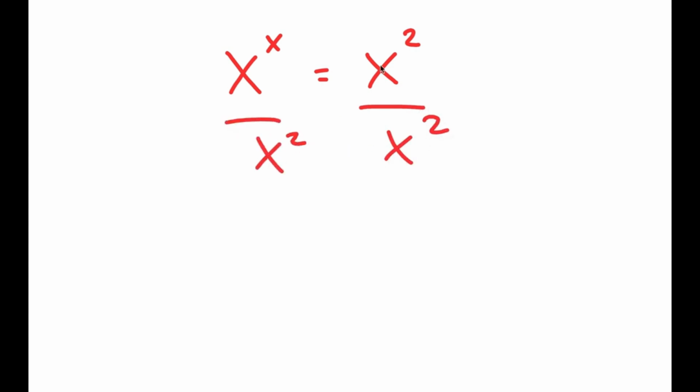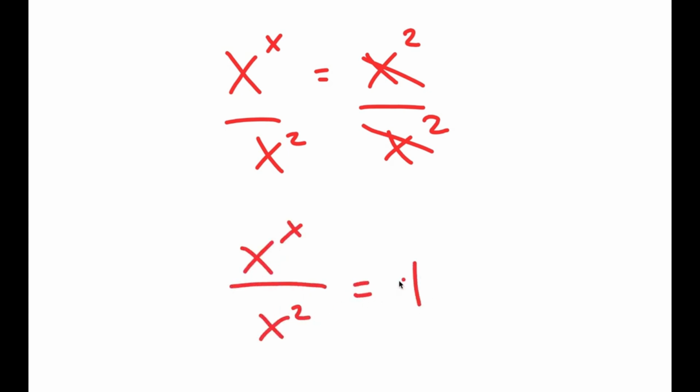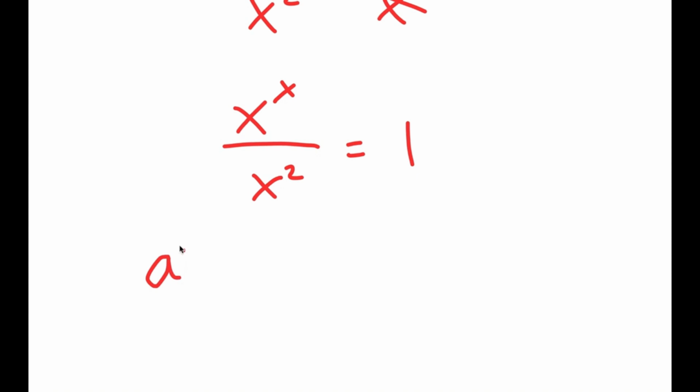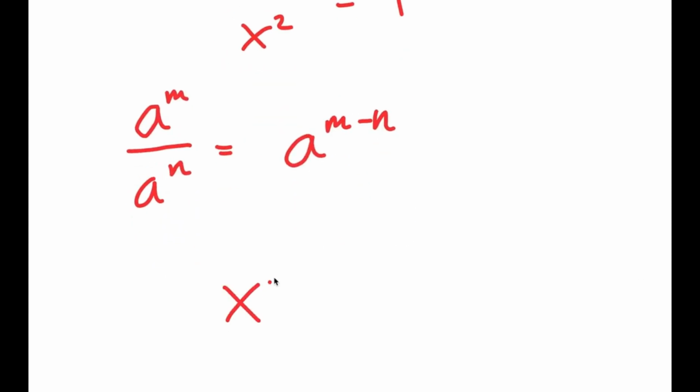Alright, so in this video, I'm going to solve the equation x to the power of x is equal to x to the power of 2. So to solve this, I'm going to first start by dividing both sides by x squared. So these two cancel out, and I get x to the power of x over x to the power of 2 is equal to 1. Now, if I have something in the form a to the power of m over a to the power of n, this is equal to a to the power of m minus n. So I get x to the power of x minus 2 is equal to 1.